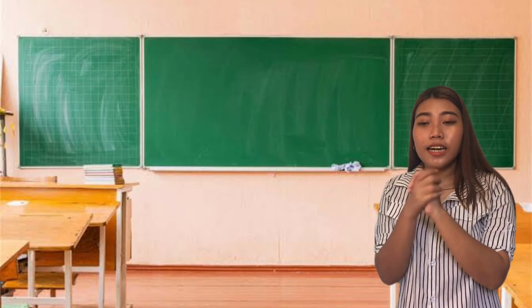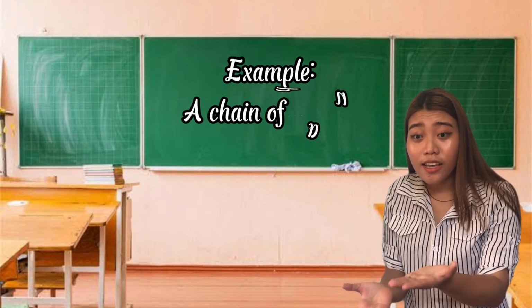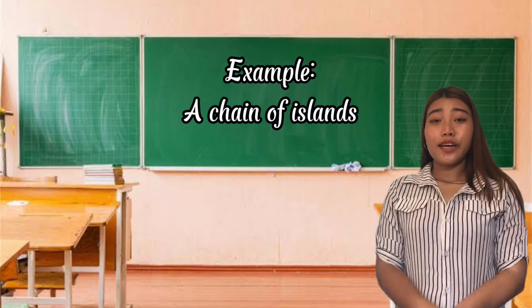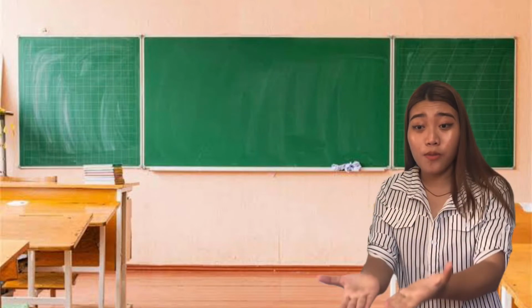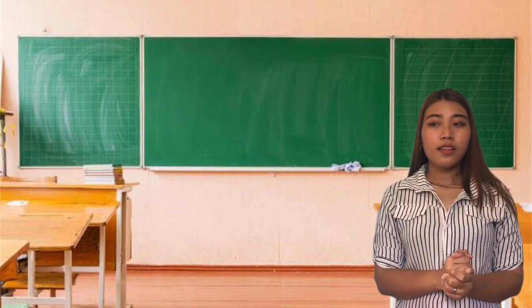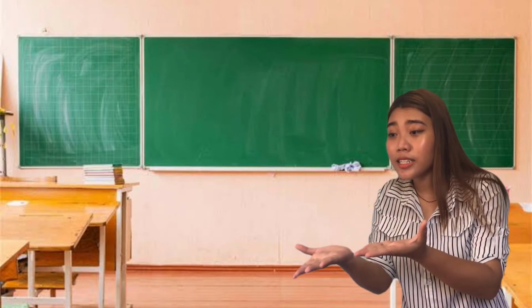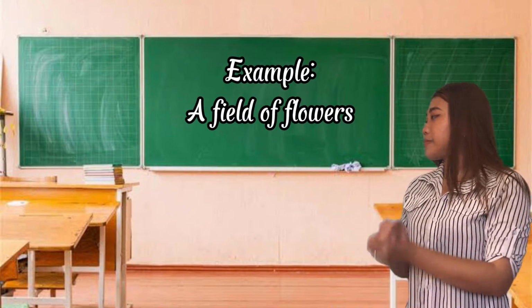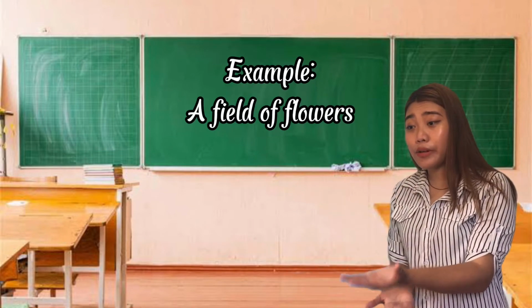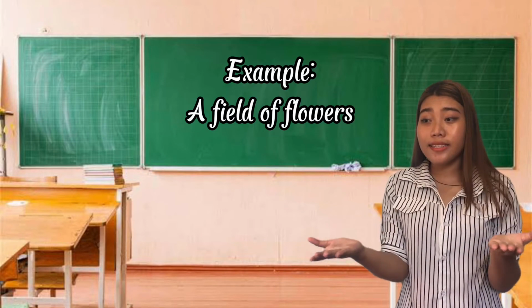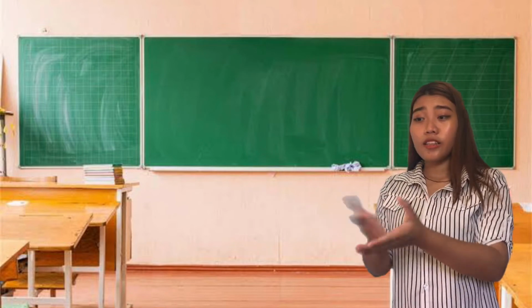Okay, a chain of islands. Alright, that's an example of a group of places. Thank you so much. Another example. A field of flowers. Okay. A field of flowers is another example of a group of places. Thank you so much, the two of you.